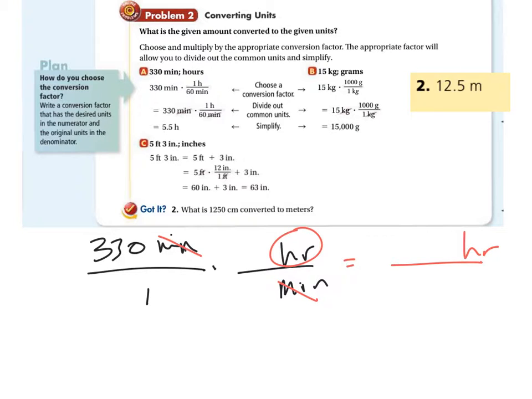Hours. Now you put in the numbers. 60 minutes and 1 hour. So what that really yields, if you multiply straight across, is 330 over 60, which again we're going to want to go ahead and divide out. And we will get 5.5 hours. And that's the way that's done.